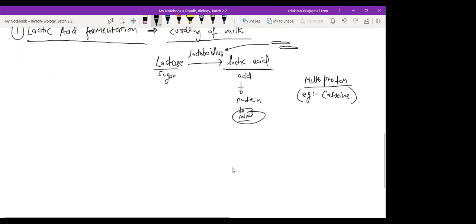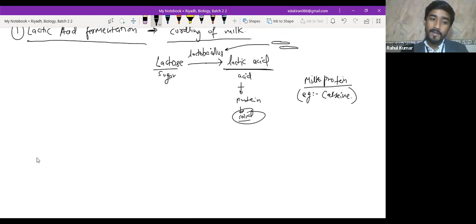Yes, sir. That is what's scientifically happening. Now let's write down the same thing, what our mothers do in the kitchen. Let's just write that reaction, for lactic acid fermentation. Write down first few things first.